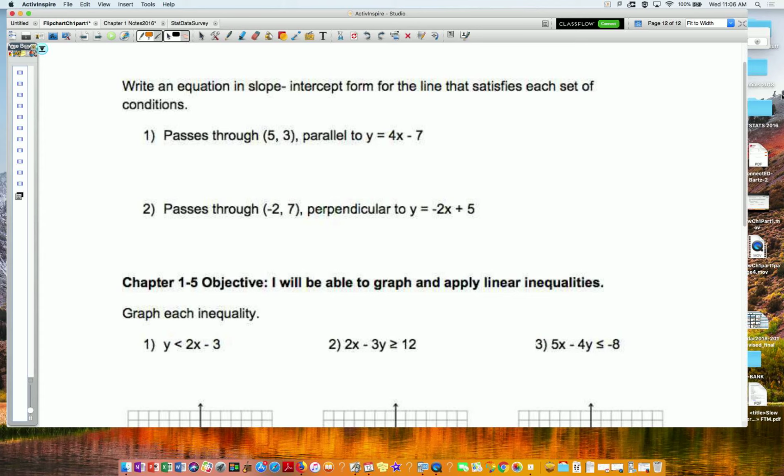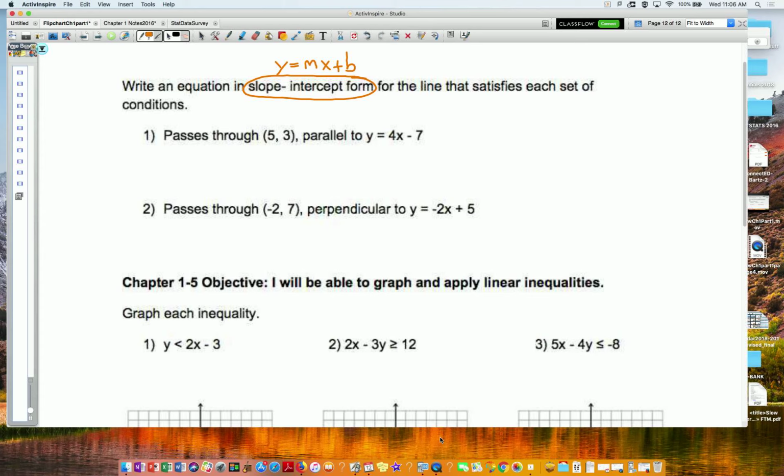So we're in the middle of doing the objective or the learning target for 1.4, where we're dealing with equations of lines, finding the equations, when also given information like parallel and perpendicular. And that's what these last two examples deal with. So we want to write the equation again in slope-intercept form. So just to recall, y equals mx plus b. That's the form we want.